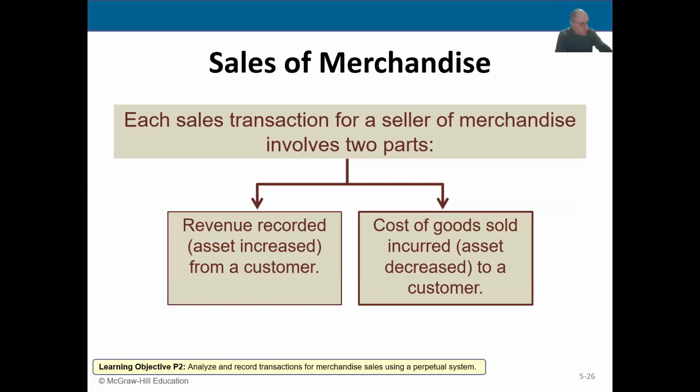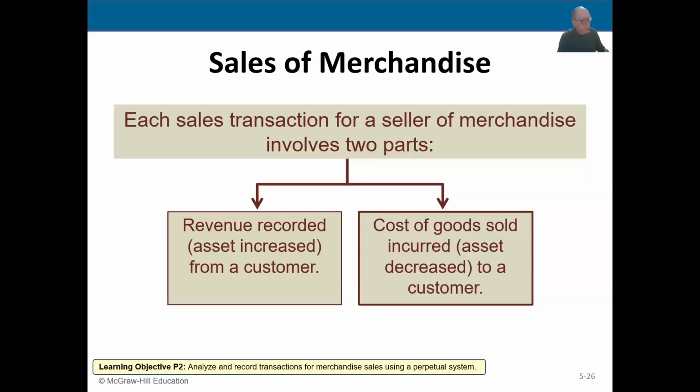Okay, so every time we sell inventory, there are really two parts to the transaction that get recorded. The first thing we do is recognize the sale. We made a sale, right? So we would debit cash or accounts receivable, and we would credit sales to recognize the sale. That's from the revenue recognition principle, remember?